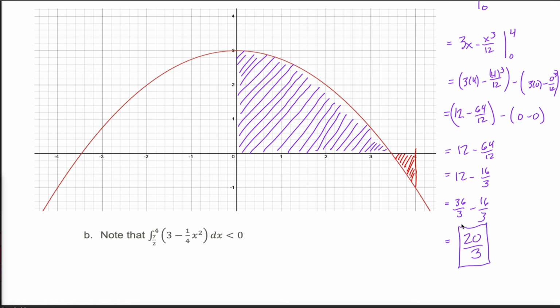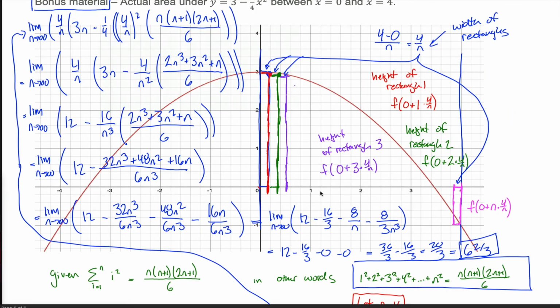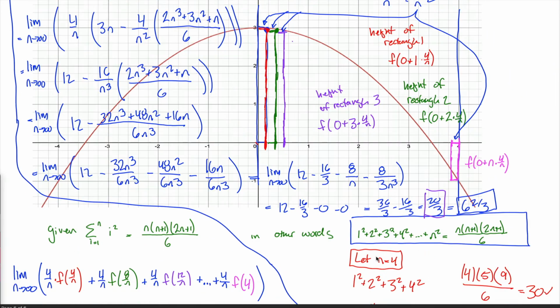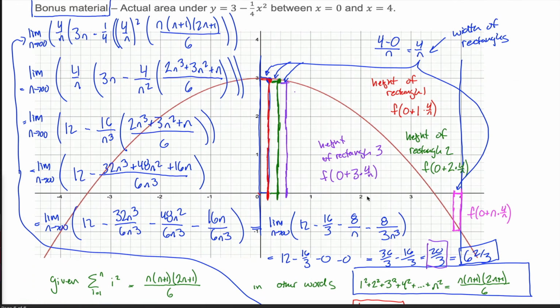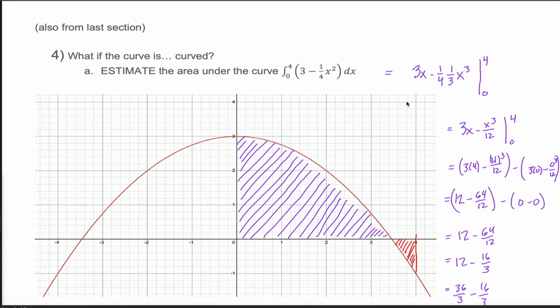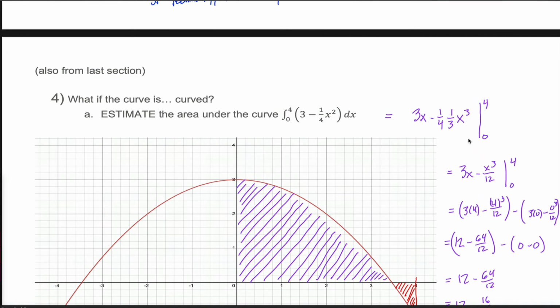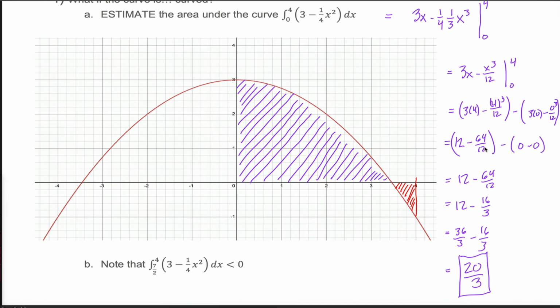Amazing, huh? This is the same answer that we got when we did things this way and spent a whole page doing absurdly complicated algebra to get this 20 over 3. If you're not impressed by that, I don't know what to tell you. You should be impressed by that. That's pretty cool. That's so much easier than doing things the long way.